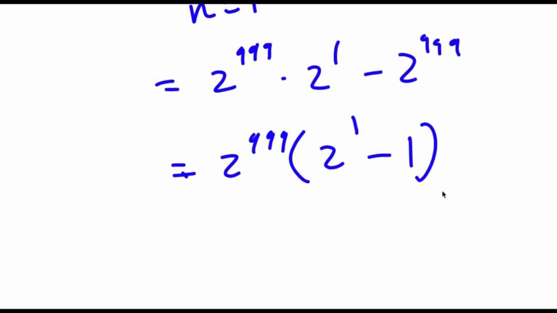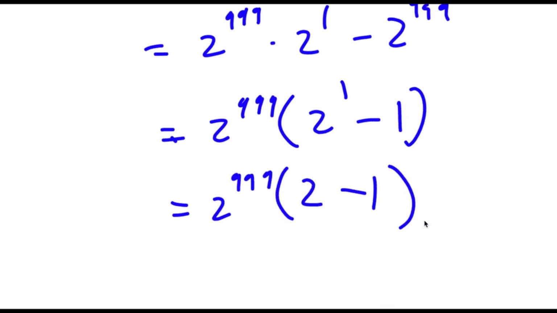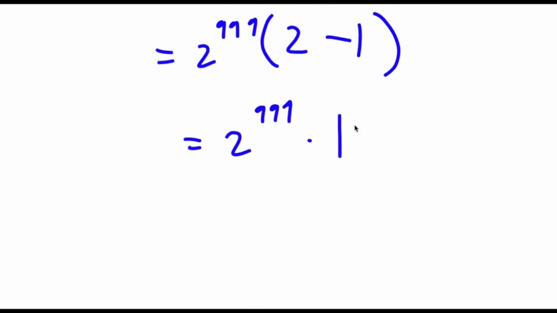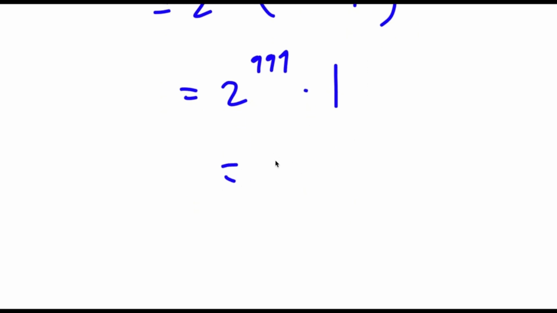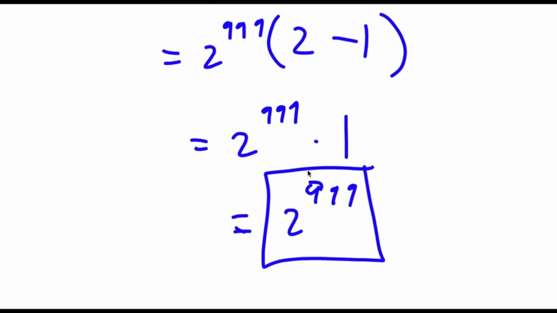So now, 2 to the power of 1, well, this is the same thing as 2. So now I have 2 to the power of 999 times 2 minus 1. Now 2 minus 1, this is simply going to equal 1. So I have 2 to the power of 999 times 1. And this is equal to simply 2 to the power of 999 because anything times 1 is itself. So 2 to the power of 999 is our answer.